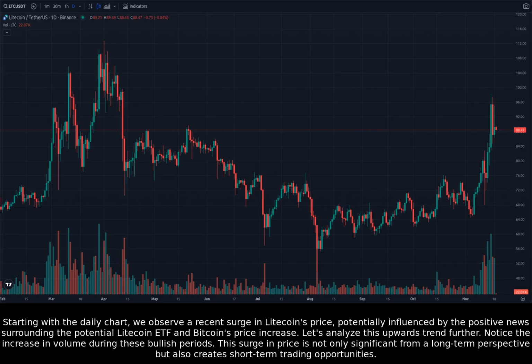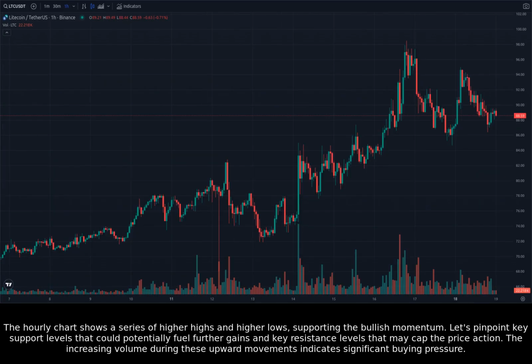Notice the increase in volume during these bullish periods. This surge in price is not only significant from a long-term perspective, but also creates short-term trading opportunities. The hourly chart shows a series of higher highs and higher lows, supporting the bullish momentum.